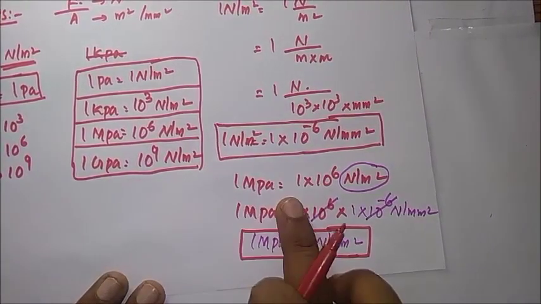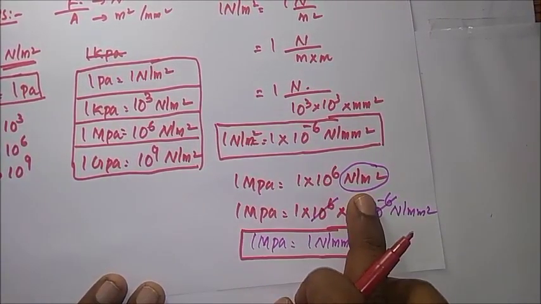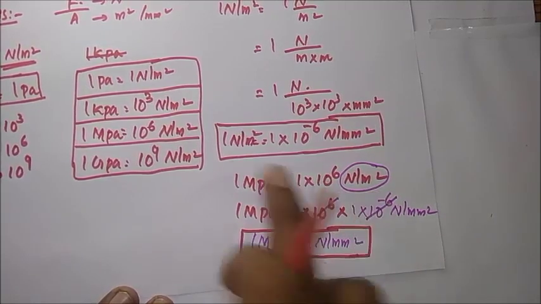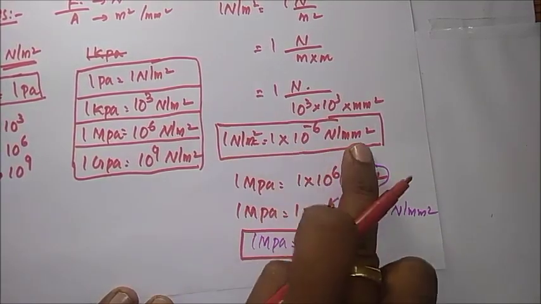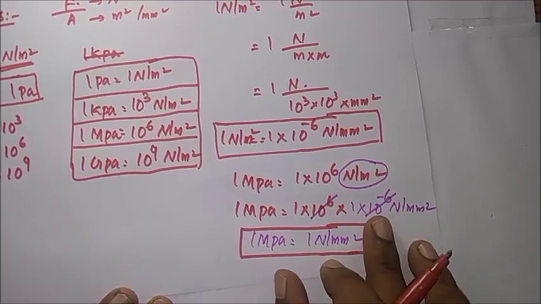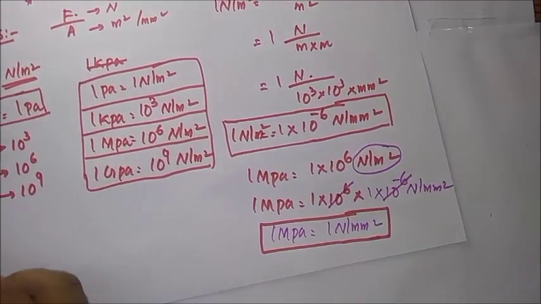1 megapascal is equal to 1 into 10 raised to 6 Newton per meter square. That is 1 into 10 raised to 6 Newton per meter square, which is equal to 10 raised to minus 6 Newton per mm square. They cancel these terms. So 1 megapascal is equal to 1 Newton per millimeter square.